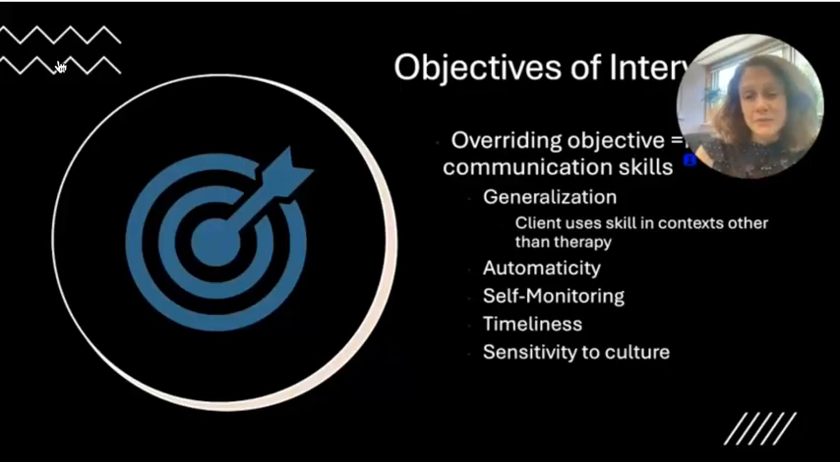Self-monitoring is necessary during that period before certain skills are established, maybe it's the production of a particular speech sound clearly. An individual needs to be able to become their own clinician and self-assess whether they're producing it correctly.